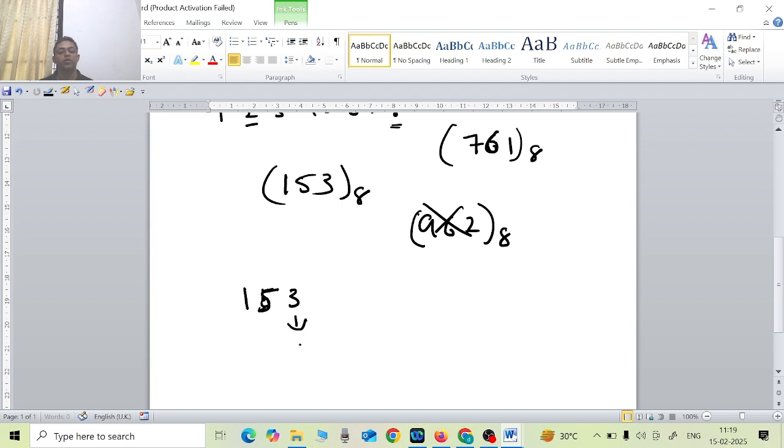So this position is for 8 raised to 0. This position is for 8 raised to 1. This position is for 8 raised to 2. That's the way the base progresses. Anyway, we will see the conversions later, so we are not going to see the decimal equivalent here. So an octal number system uses 8 symbols and the base or the weight is 8.